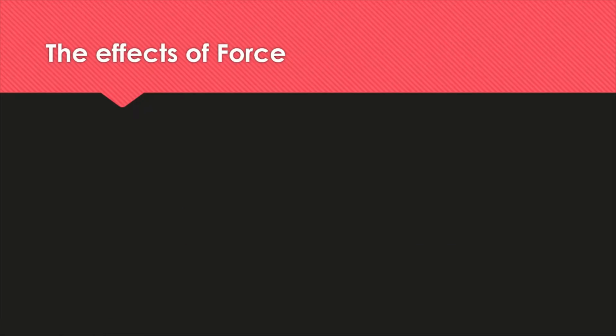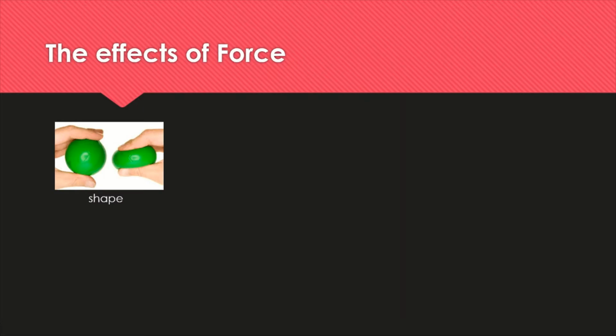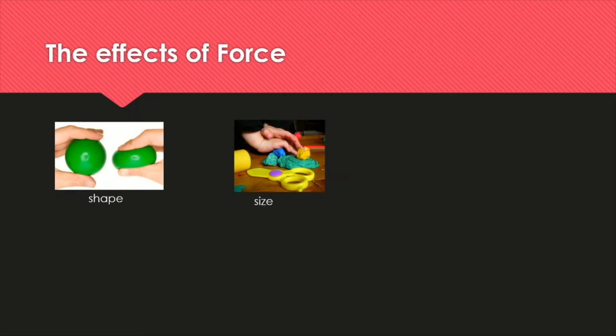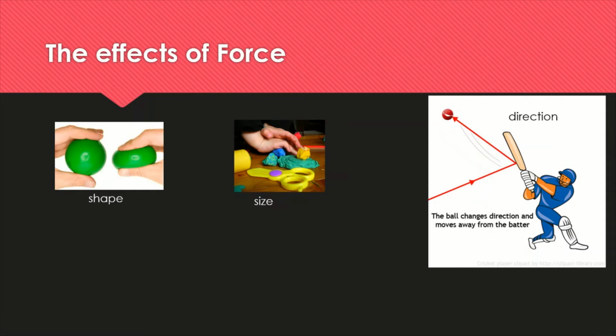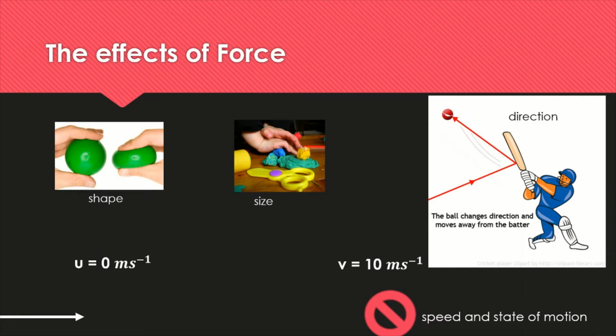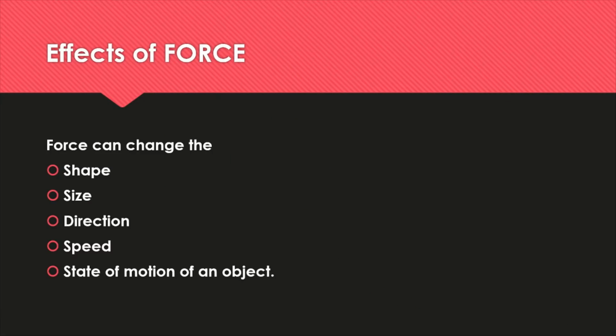What is the effect of force? What can force do? Force can change the shape of an object, the size of an object, or even the direction of a moving object. Okay, if a force is applied, you see that the speed of an object also changes. So the state of motion of an object changes too. All right, so this is a summary of the effect of force. Force can change the shape, the size, the direction, the speed, and state of motion of an object.